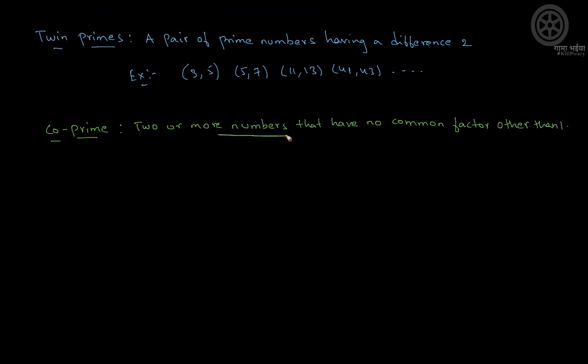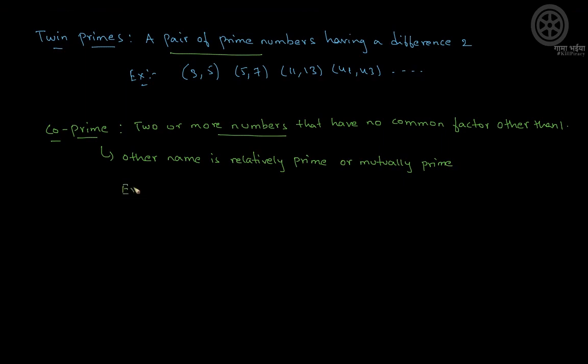See, I am using here the numbers. It is not necessarily that numbers should be prime numbers. See, in twin primes it should be a pair of prime numbers, definitely, but in co-prime it is not necessarily prime numbers, right? It can be any numbers. So the other name of co-prime is relatively prime. It can be called relatively prime or mutually prime. Okay, these are the other names for the co-prime numbers, right?